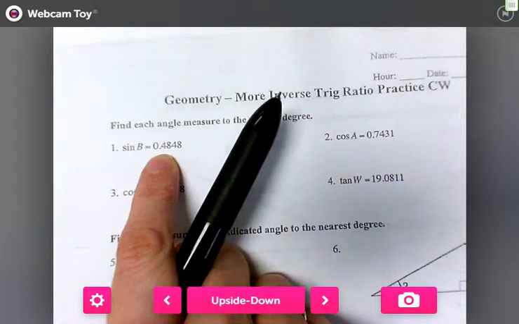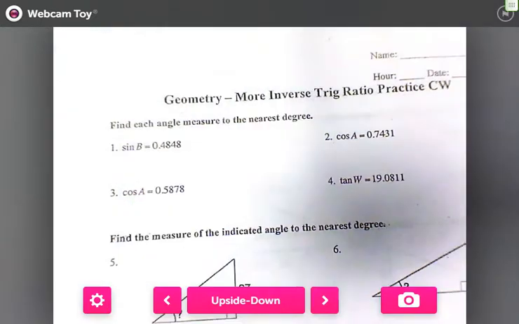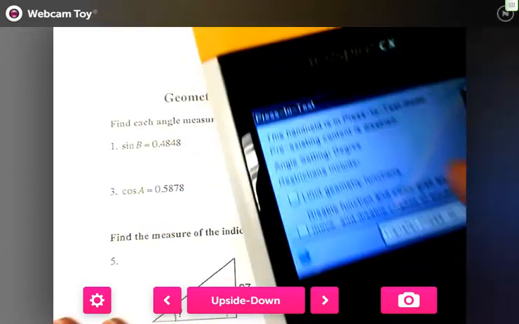Okay, so what we're going to do with these is we are going to go through and find their answer in our calculator. So these are basically saying that the sine of some angle is 0.4848. So that's when we take out our calculator.